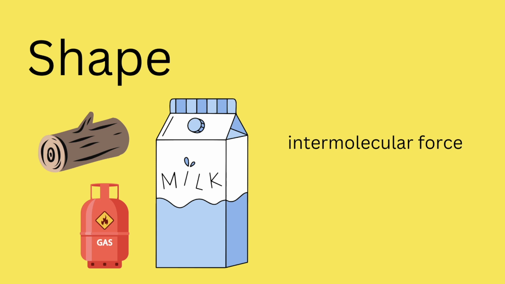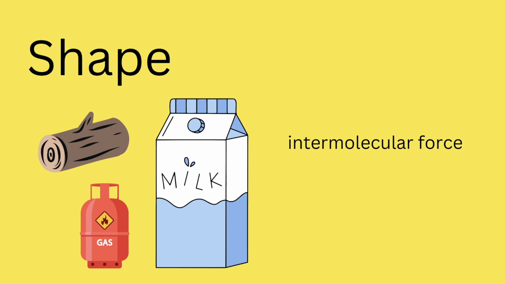Next thing is shape. The shape of matter basically depends on the intermolecular force, right? In case of solids, they have high intermolecular force of attraction, and that is what keeps them rigid. That is what gives them the tendency to stay with their shape. They don't reform because they have high intermolecular force. In case of liquids, they have relatively low intermolecular force, so they take the shape of the container they are placed in. In this case, we see a milk carton, right?